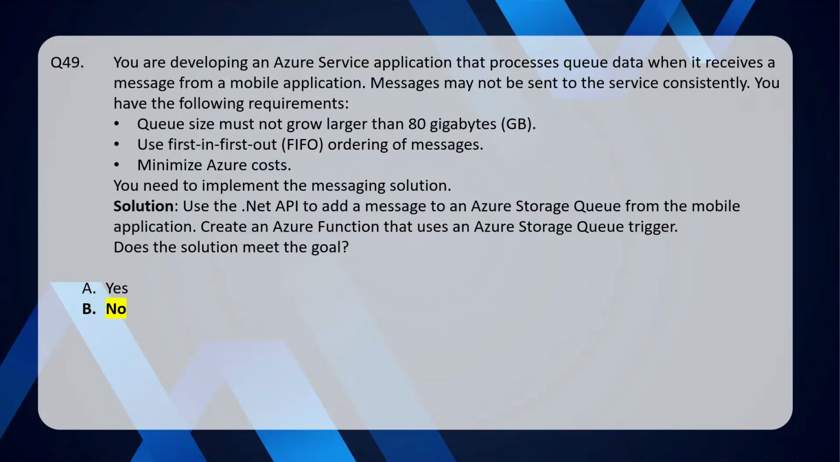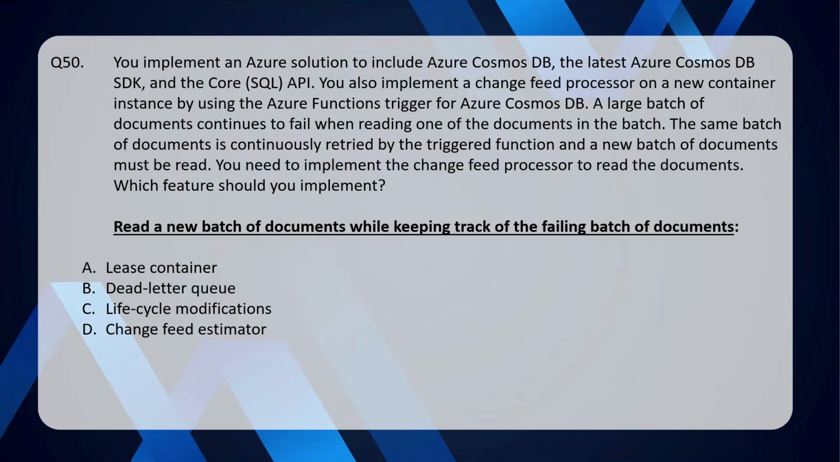Let's look at question number 50 of the series. You implement an Azure solution to include Azure Cosmos DB, the latest Azure Cosmos DB SDK, and the core SQL API. You also implement a change feed processor on a new container instance by using the Azure Functions trigger for Azure Cosmos DB. A large batch of documents continues to fail when reading one of the documents in the batch. The same batch of documents is continuously retried by the triggered function, and a new batch of documents must be read. You need to implement the change feed processor to read the documents. Which feature should you implement?